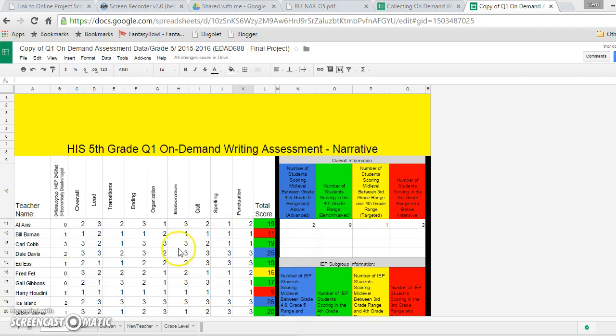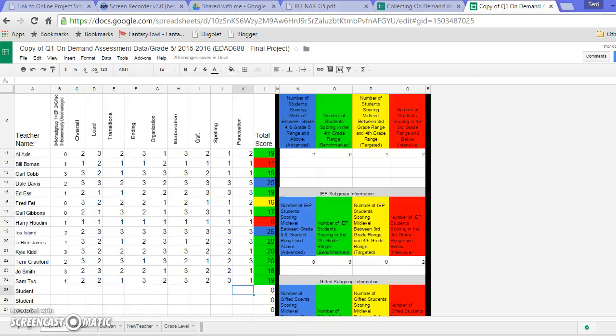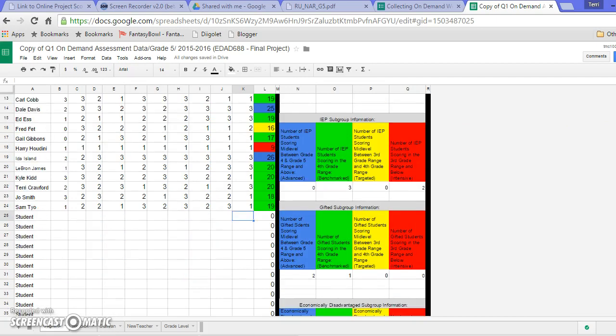But the way I have devised the spreadsheet is that there's also a column here where the teacher indicates what subgroup these particular students fall into. And if you look up here at the top, it shows you that a 0 is reflective of a student not being in a subgroup. A 1 indicates that they are in the IEP subgroup. A 2 indicates they are in the gifted subgroup. And a 3 indicates that they are in the economically disadvantaged subgroup. So this spreadsheet not only will give the teacher a breakdown of her overall class, but will also give a breakdown of subgroup information.